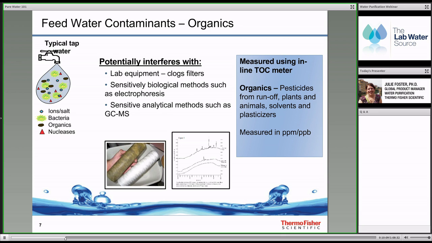So organics, another impurity that is pretty important that we need to keep in mind.